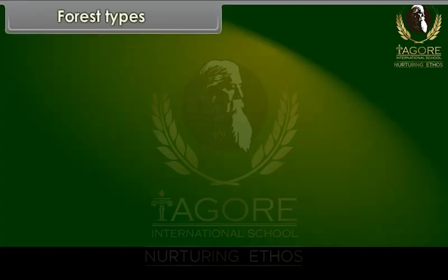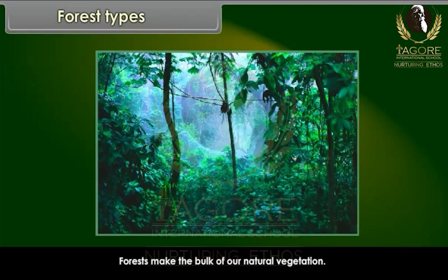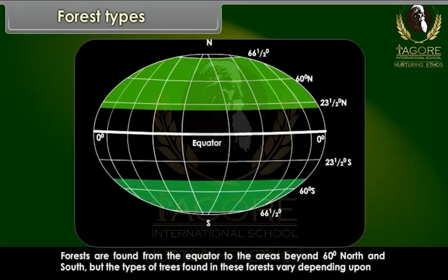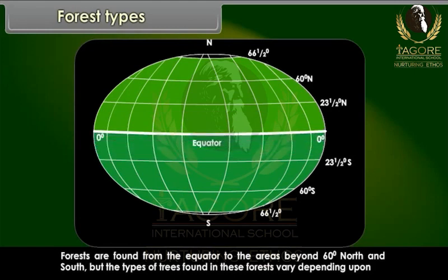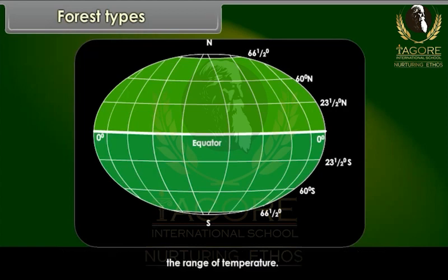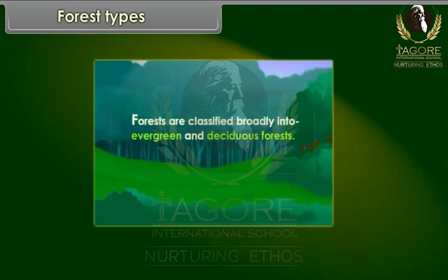Forest types. Forests make the bulk of our natural vegetation. Forests are found from the equator to the areas beyond 60 degrees north and south. But the types of trees found in these forests vary depending upon the range of temperature. Forests are classified broadly into evergreen and deciduous forests.